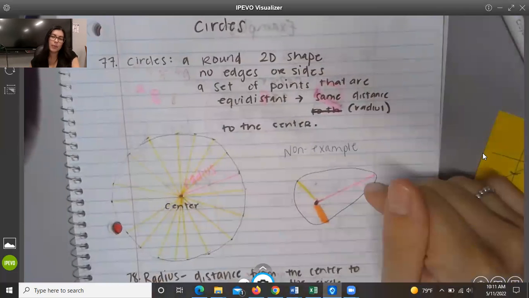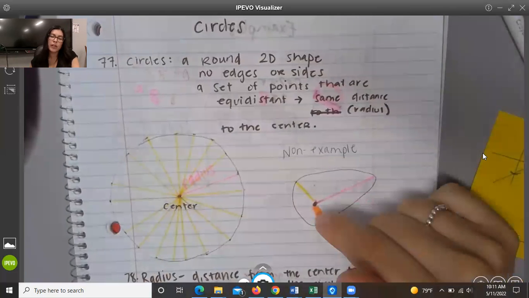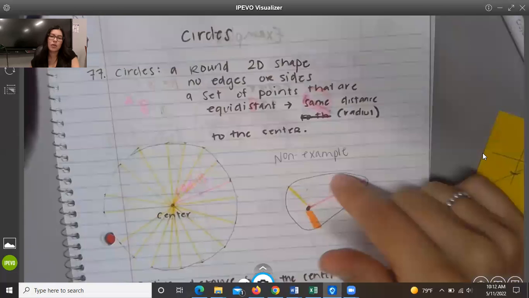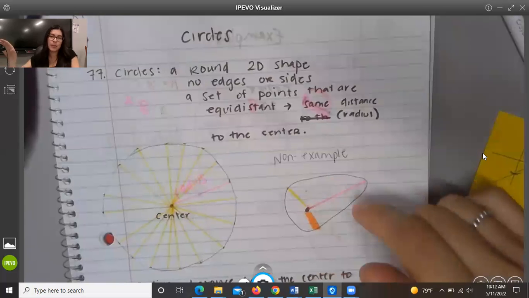Here would be a non-example. The pink one, the yellow, and the orange are not all the same size. That's why you don't get a circle. That would be your non-example.